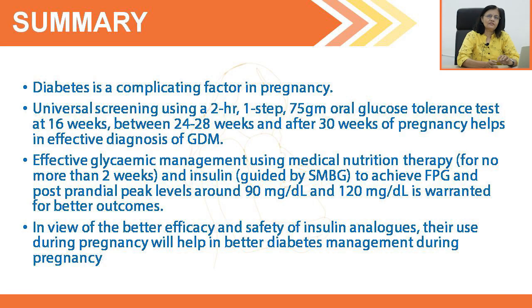So in summary, we can say that diabetes is a complicating factor in pregnancy, and universal screening is a must in these patients, which is the most important reason. And then effective glycemic management will help in the control of maternal morbidity and mortality, as well as fetal morbidity and mortality in these patients. And insulin is the safest drug to be used during pregnancy, irrespective of trimester. So don't hesitate to use insulin in small doses, as prescribed: 1 unit is sufficient for a 30 milligram per deciliter increase in glucose.